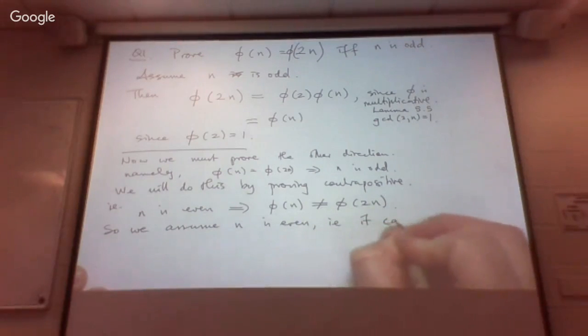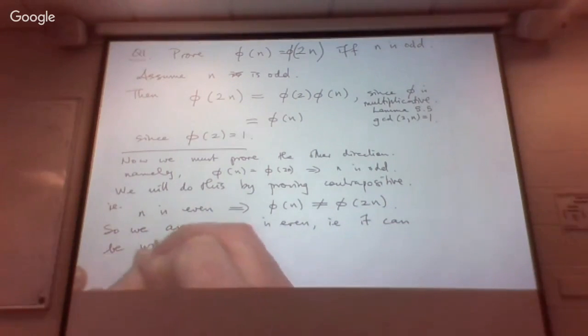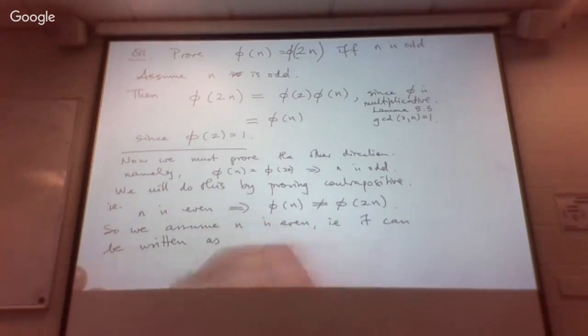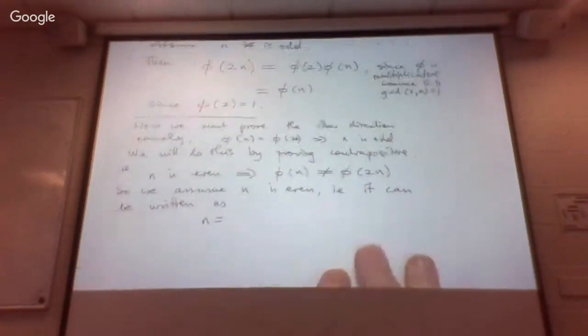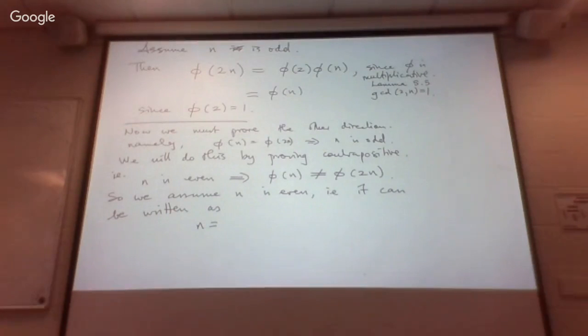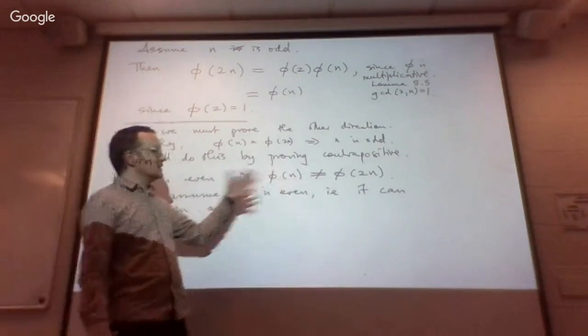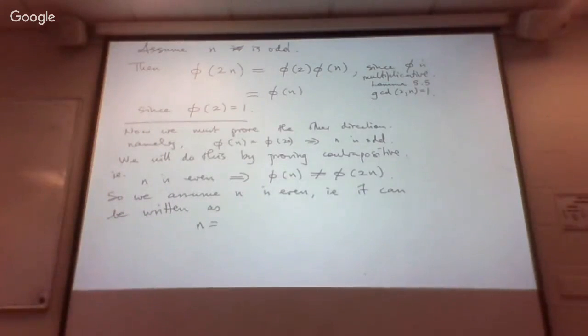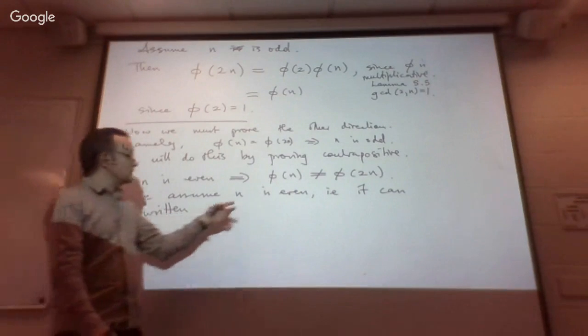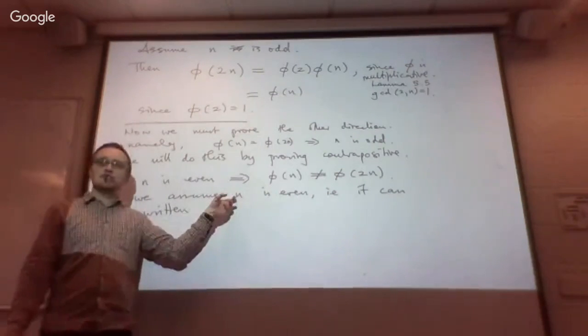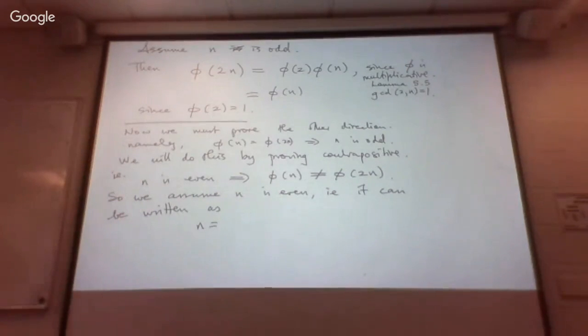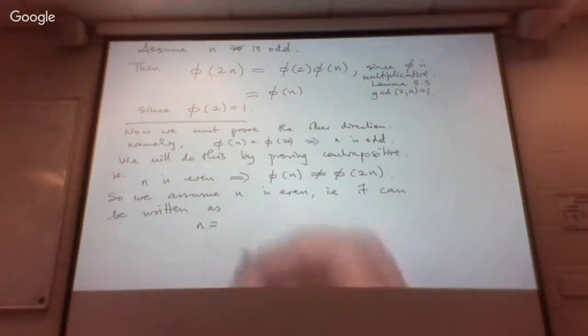I.e., it can be written... Now, if you're saying n is even, normally you'd say, okay, it can be written as 2 times something. But because we're going to talk about the Euler totient function, and we know that that's multiplicative, if we're going to the trouble of factoring a 2 out of n, we may as well drag them all out. Okay? So take all the factors of 2 out of n.